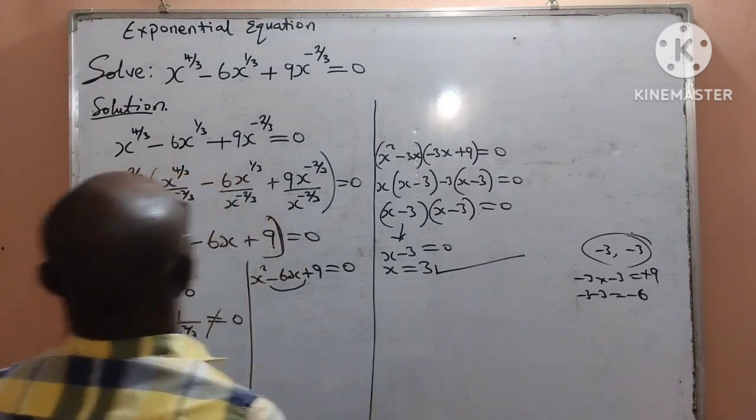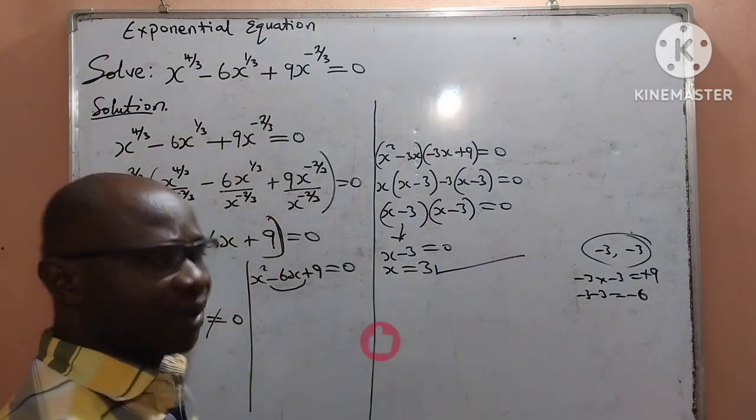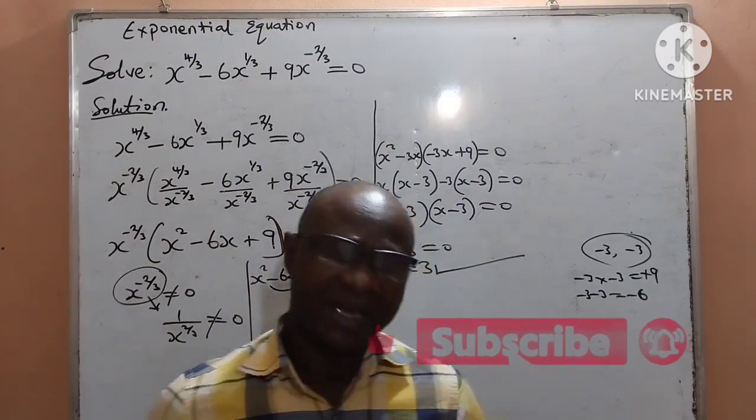Final answer. So we can conclude that in this equation that we are given, the value of x is equal to 3.